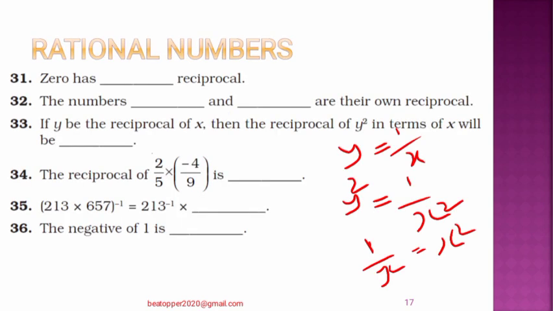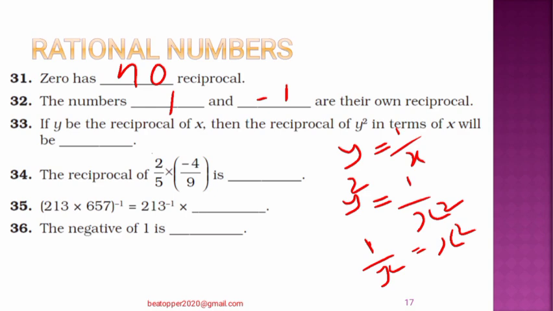Next question: 0 has dash reciprocal. 0 has no reciprocal. The numbers dash and dash are their own reciprocal. It is nothing but 1 and minus 1. 1 and minus 1 have the same reciprocal. That is, 1 by 1 is equal to 1, and 1 by minus 1 is also equal to minus 1.